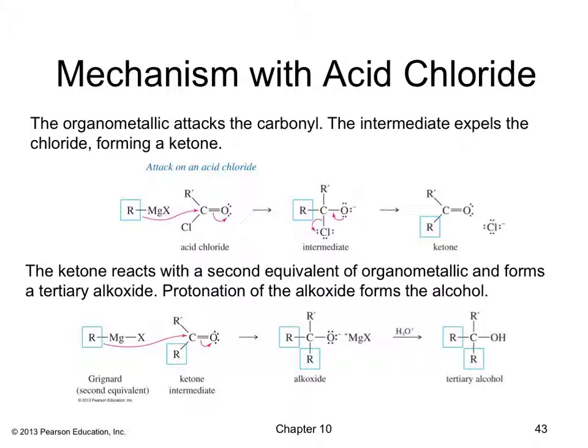The ketone then reacts with the 2nd equivalent of the organometallic, in this case the Grignard reagent again. Electrons go to the electrophilic carbon, electrons from that double bond go to the oxygen, forming the alkoxide. And then in the presence of protonated water, you're going to pick off that proton, generating your tertiary alcohol.